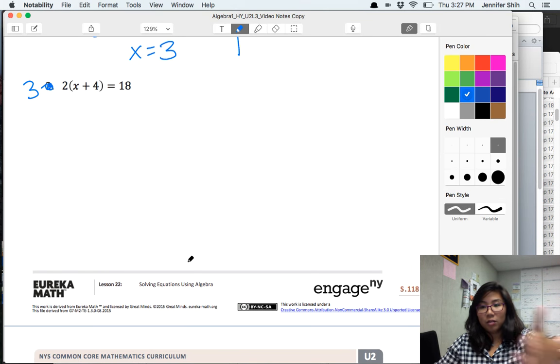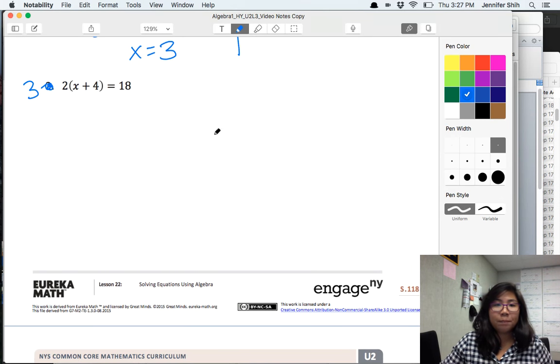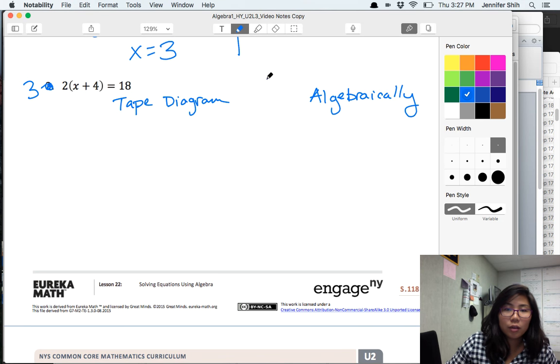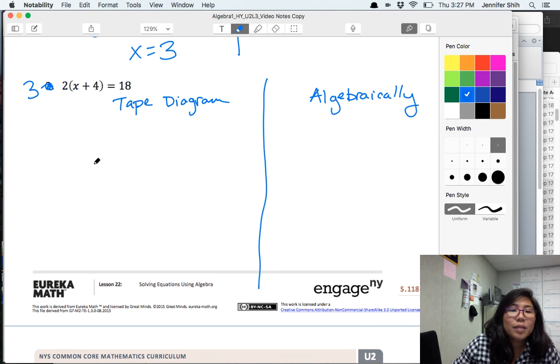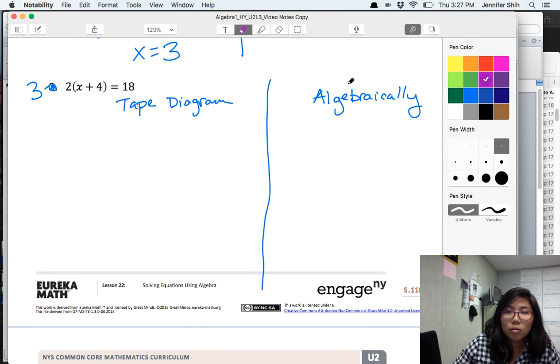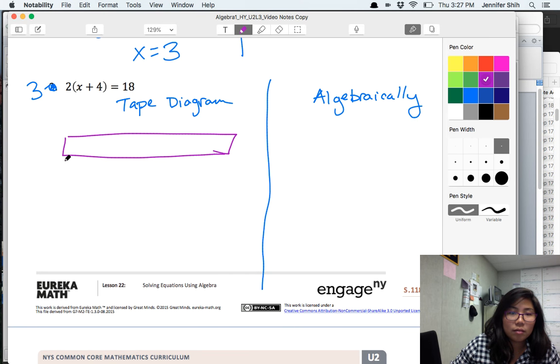Write this problem down. Take a few seconds to write this problem down. We're going to do the same thing where we have a tape diagram and we have algebraically. Okay, here we go. Tape diagram. This entire piece of tape. I think I'm going to switch colors. I'll mix it. Purple. This entire piece of tape is 18.